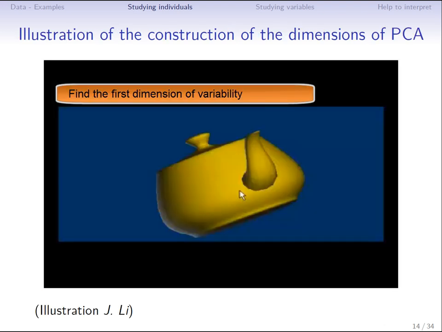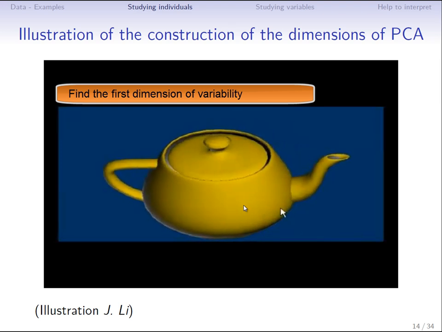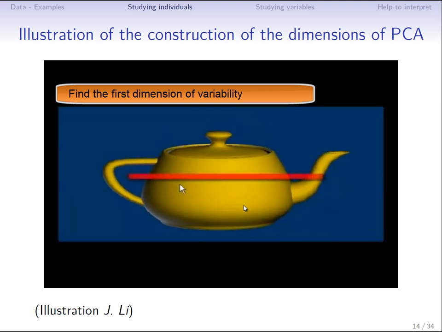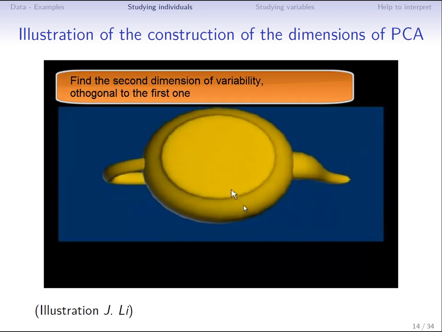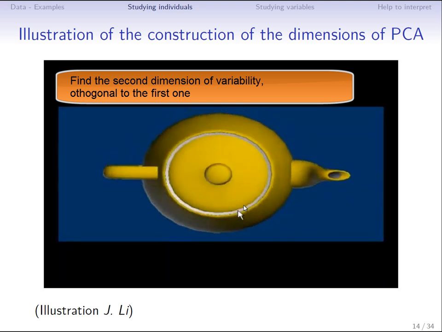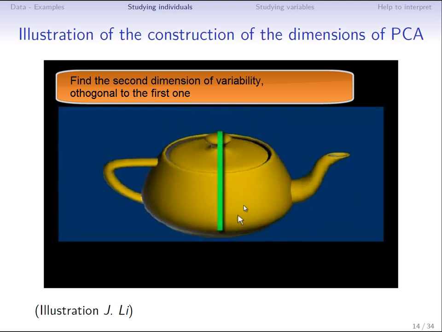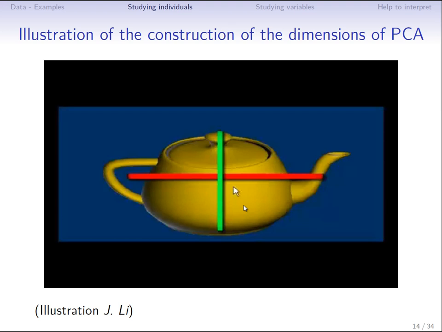So here I have a teapot in 3 dimensions, and I will find the best dimensions to visualize this teapot in the best way with just one viewpoint. So I find the first dimension. Here is the first dimension that allows to see the teapot in the best way. So if I had to project the points of the teapot on a dimension, I would have taken the red dimension. And now I want a second dimension orthogonal to the first one. So I define the first dimension and I find a dimension orthogonal to the first. So here is the second dimension in green.